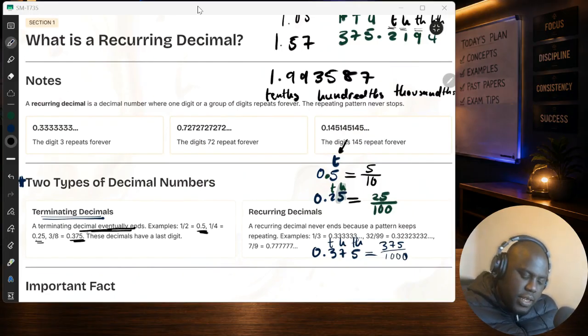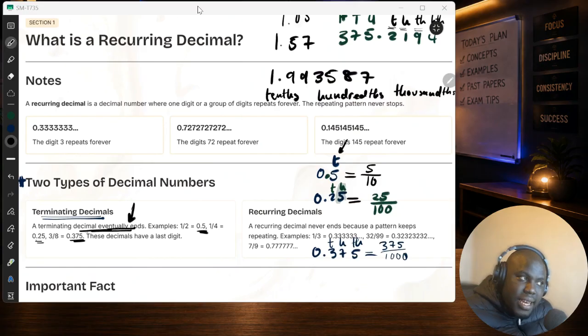So far, we have seen that we have a terminating decimal, and we've been learning how to convert it to a fraction. And what we've learned mainly is that a terminating decimal eventually ends. At some point, it will end. A recurring decimal, on the other hand, never ends.